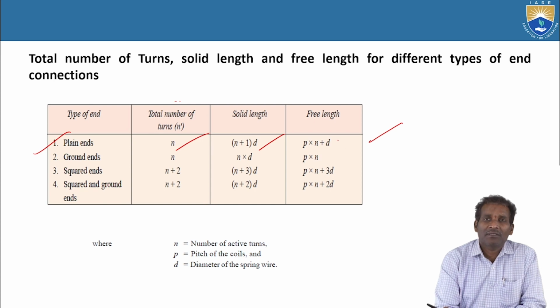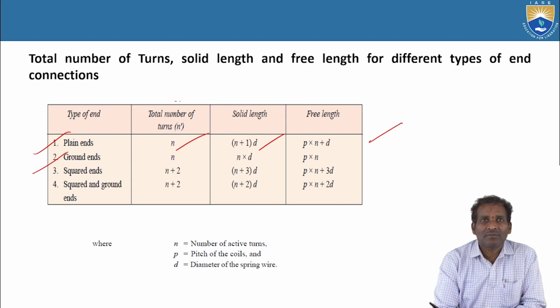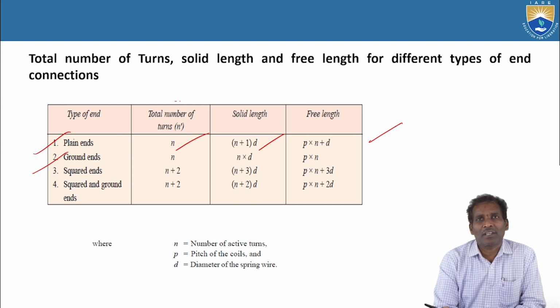Next one is free length and ground ends. In an examination, they will mention the type of end: ground, plane, square, like that. So according to the given condition, you have to select the total number of turns, solid length, and free length. If not mentioned, you can take it as ground ends.